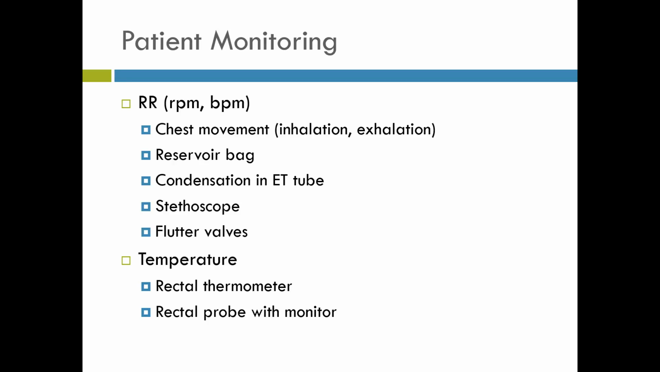We also need to make sure that we consider temperature. We can use a rectal thermometer, just like how we normally temp dogs, cats, or other animals. We can also use a rectal probe with a monitor that might be attached to a multi-parameter window, like you have seen before in a previous assignment. I've also seen esophageal thermometers that we just stick down their esophagus, like the esophageal stethoscope.